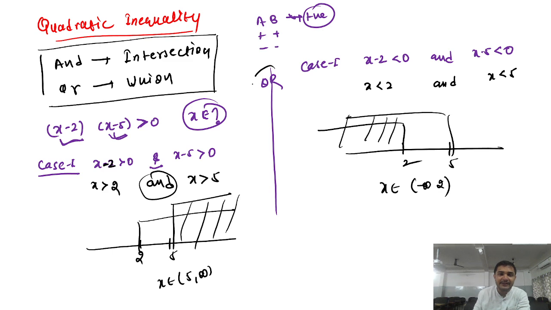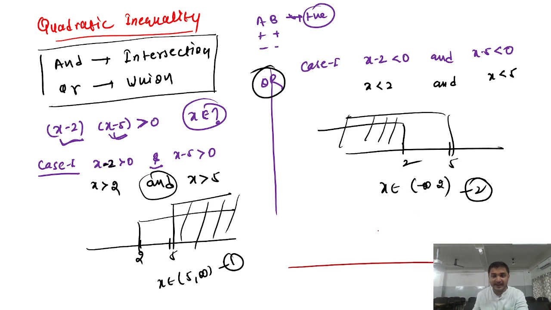Okay. In between these two cases we have 'or', either case 1 or case 2, so we need to take the union of these two. On another number line, the second one says minus infinity to 2, and the first one says 5 to infinity. What is the union of these two? x belongs to minus infinity to 2 union 5 to infinity. This is the answer we get. Yes or no? Correct? That is how we solve a quadratic inequality.